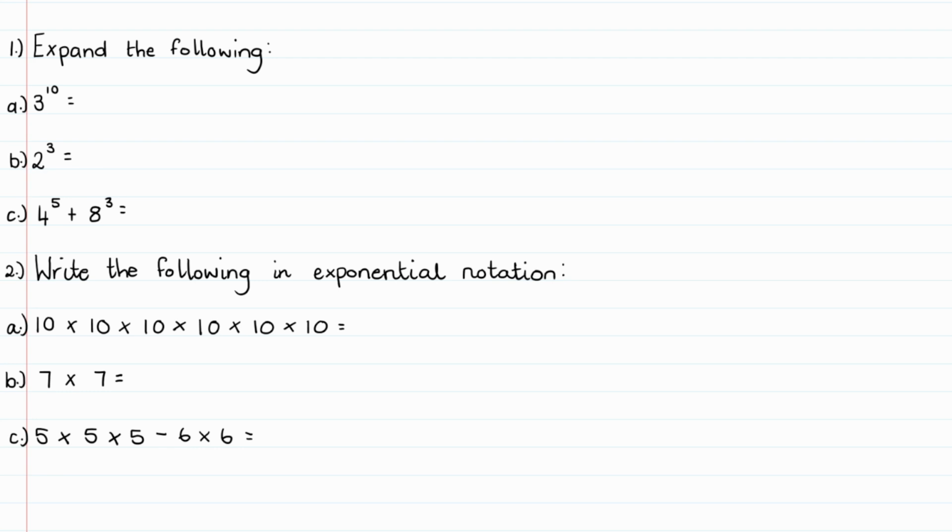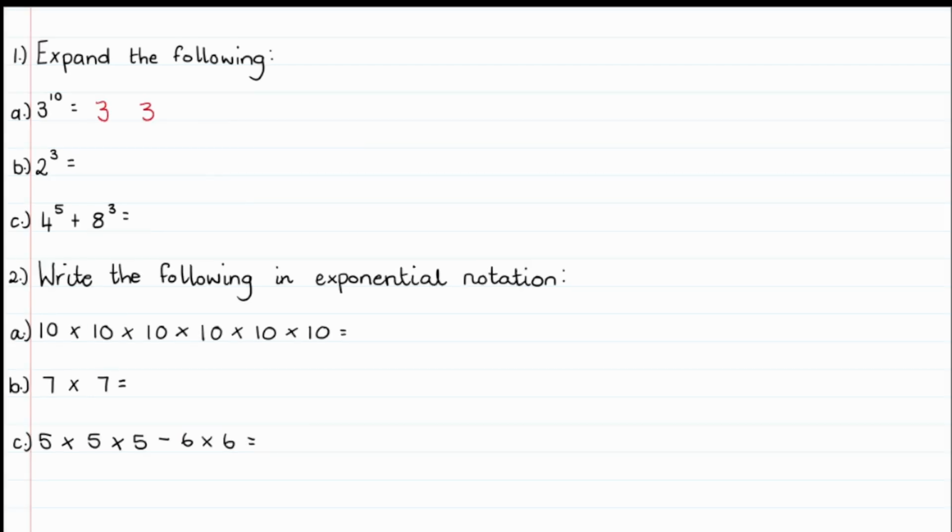Question 1 asks you to expand each of the following. For A, we would read that as 3 to the power of 10. So this means I need to have 10 number 3s written out next to each other and they're all being multiplied together. B, we would read this as 2 cubed. This means that I need to have 3 number 2s being multiplied together.